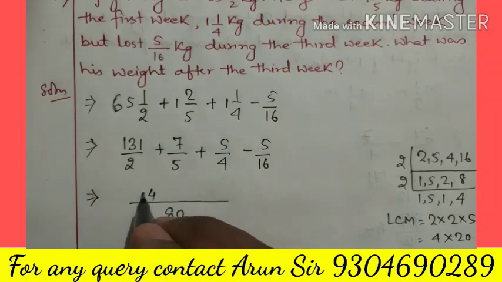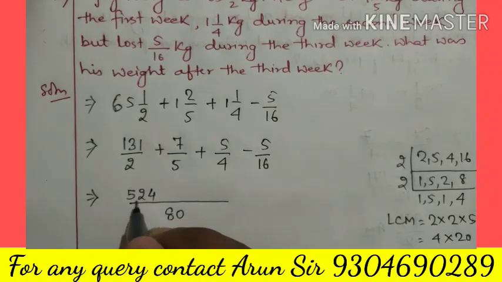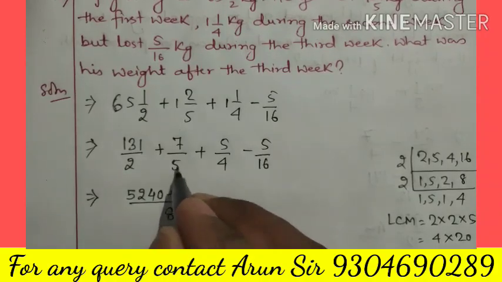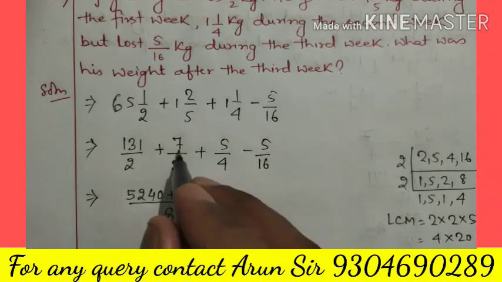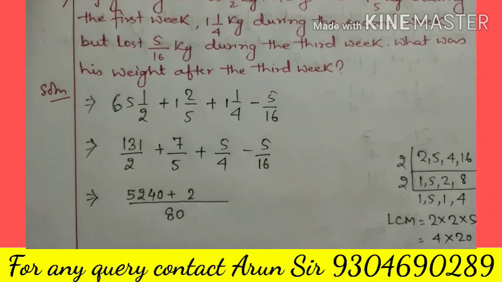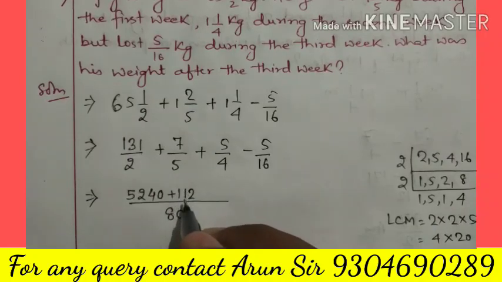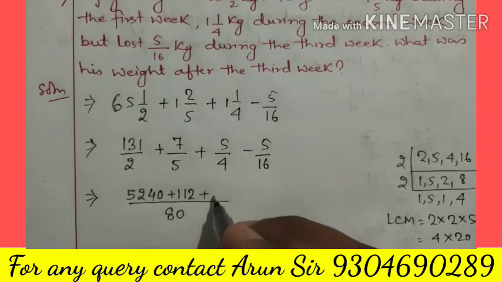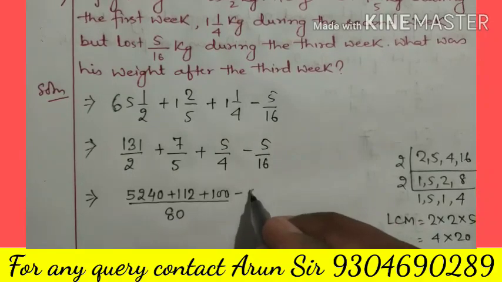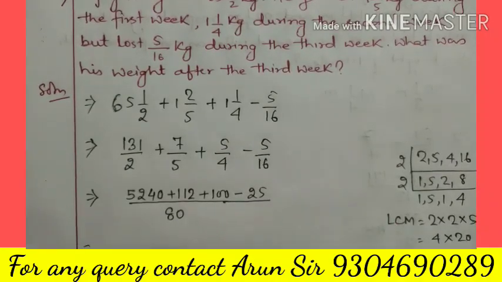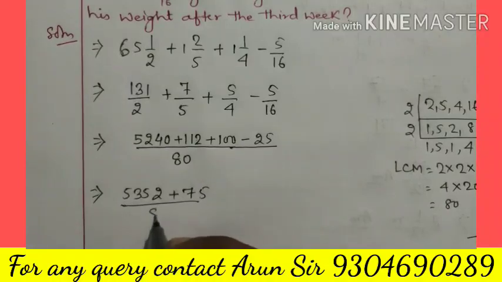Now we will do 40 into 131: 4 ones are 4, 4 threes are 12, carry 1, 4 ones are 4 and 1, 5, and 0. Plus 5 into 16, 16 times 7, plus 4 into 20 is 100, minus 16 into 5, 5 fives are 25. Next we will add the positive numbers, then 100 minus 25, it will be 75 by 80.